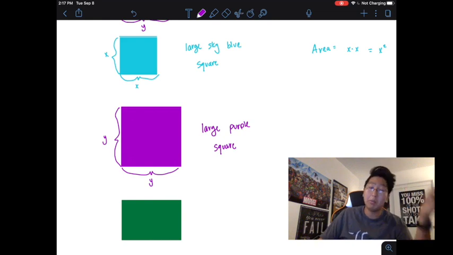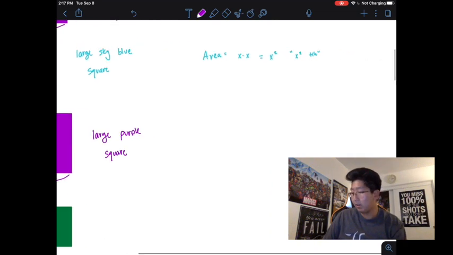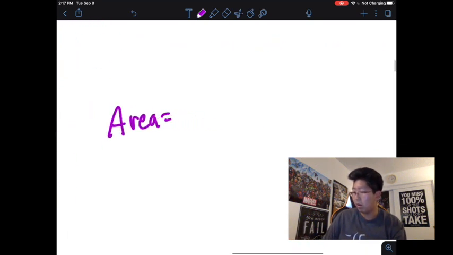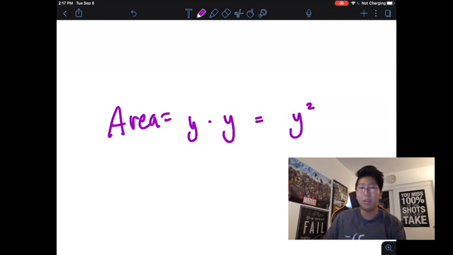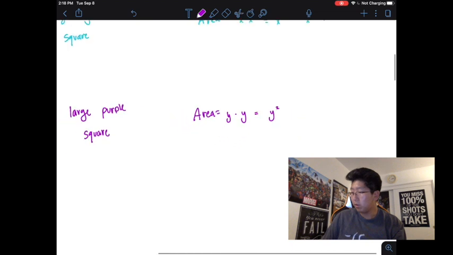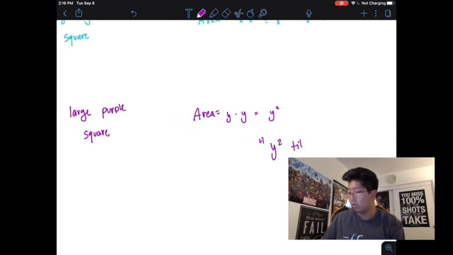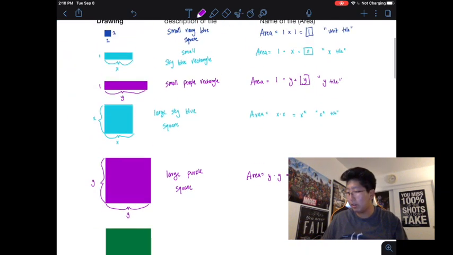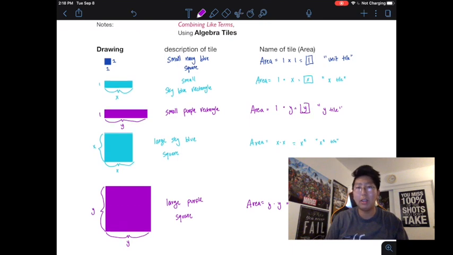It's going to be base times height. So the area here equals base, which is Y, and height, which is Y. So area equals Y times Y, which equals Y squared. So we're going to call this the Y squared tile. All right. So hopefully this is making sense so far. We're naming all of these.